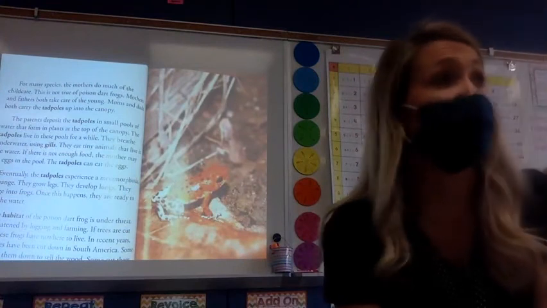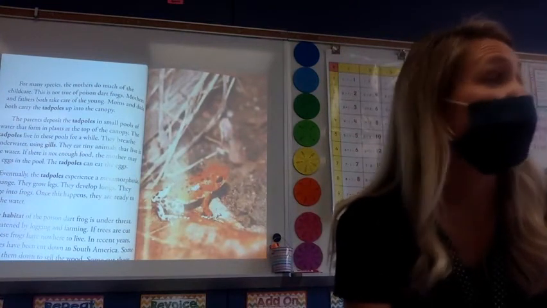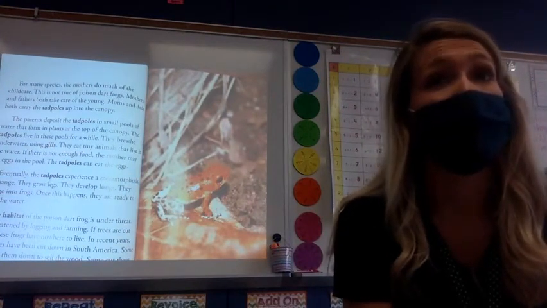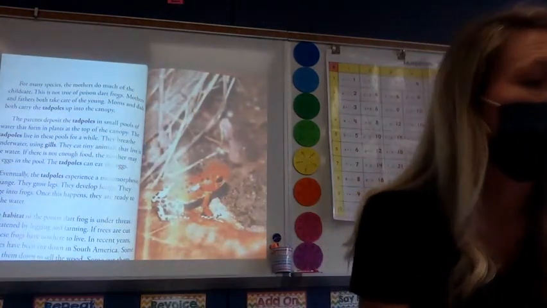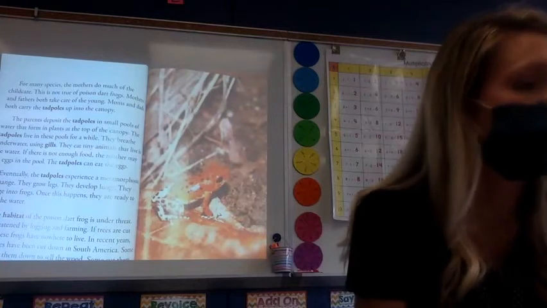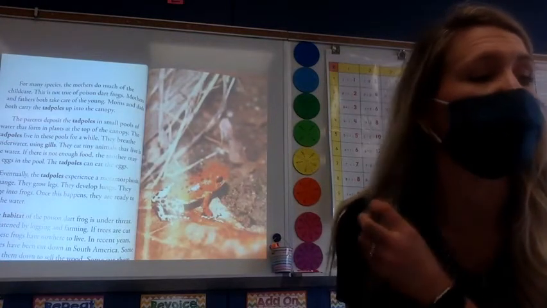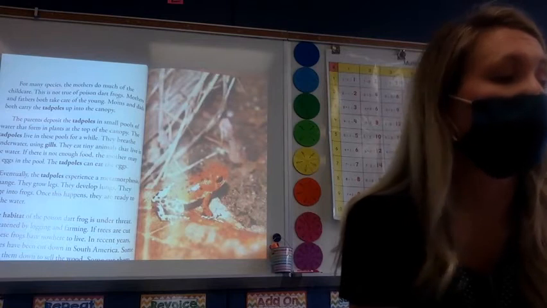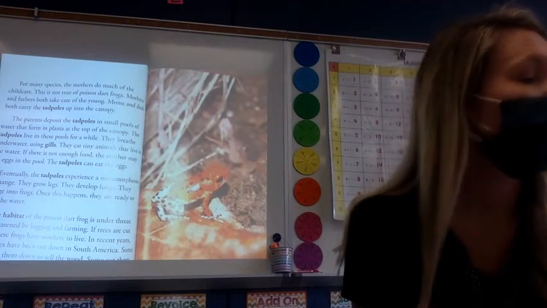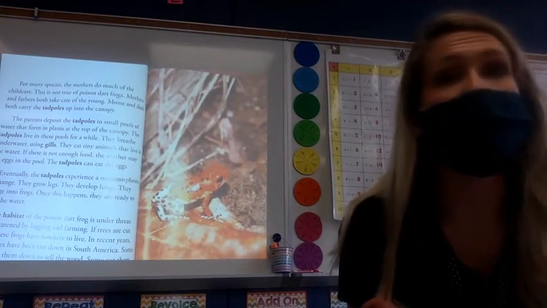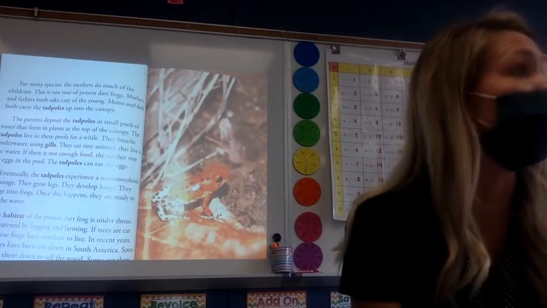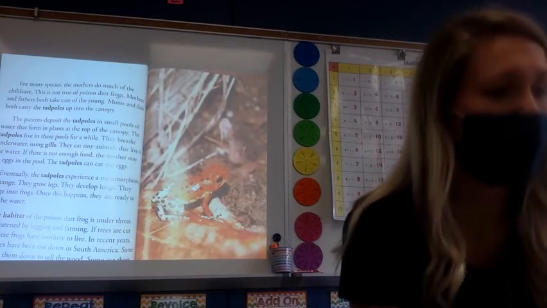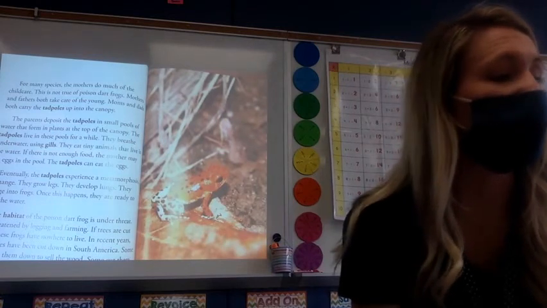More things you could be adding to your graffiti wall? Yeah, so much information about them. The fact that they're being carried up the canopy. The parents deposit the tadpoles into small pools of water that form in plants at the top of the canopy. The tadpoles live in these pools for a while. They breathe underwater using, what do you think? Gills. They eat tiny animals that live in the water.